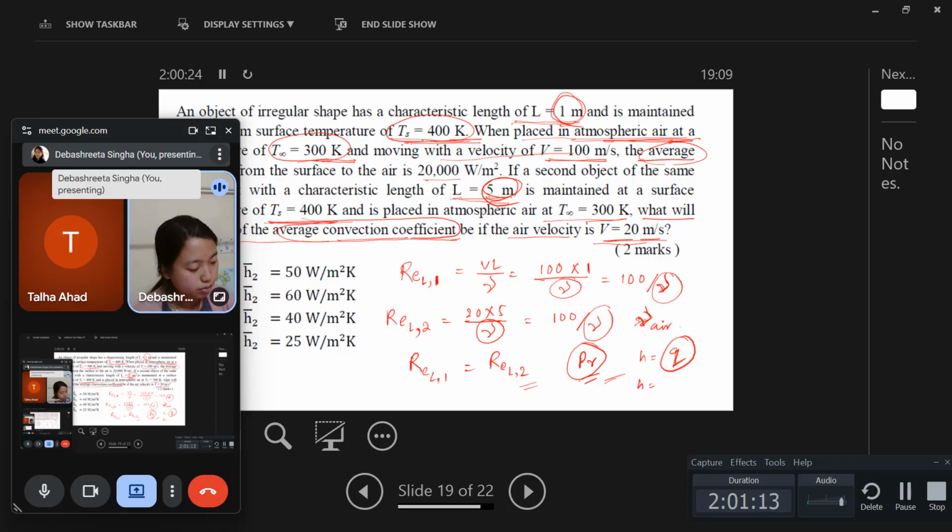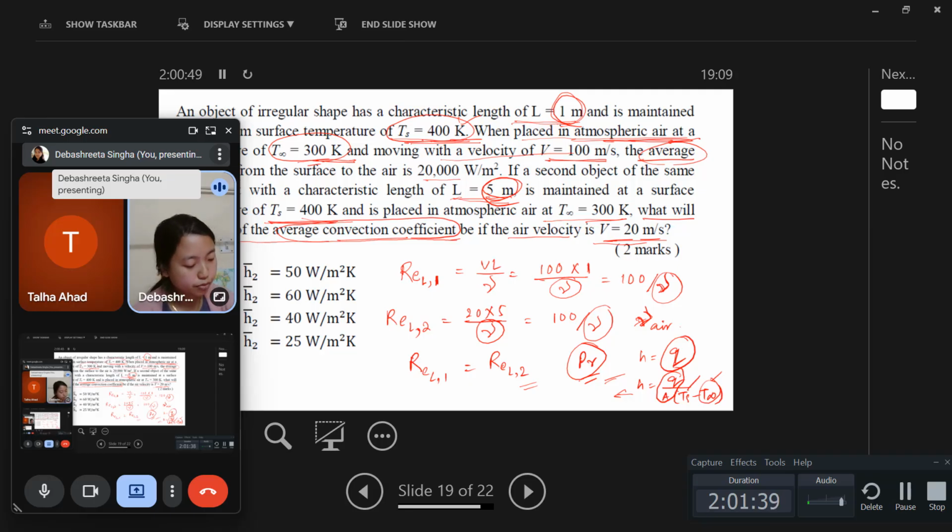So H is given by Q divided by A into Ts minus T infinity. They have already given the flux, that is Q by A. Then Ts is also given, the surface temperature, and also T infinity, that is the air temperature they have given. Then another functionality of H is the Nusselt number.